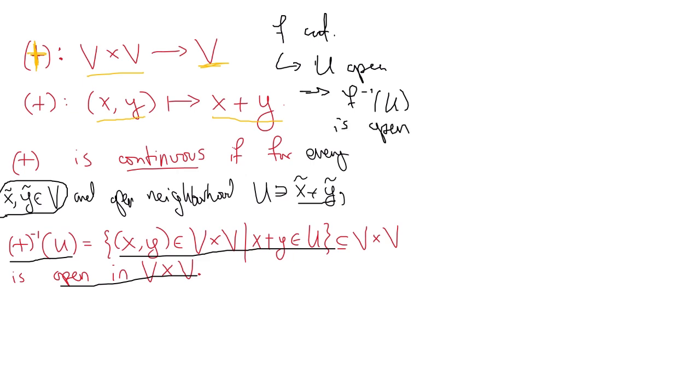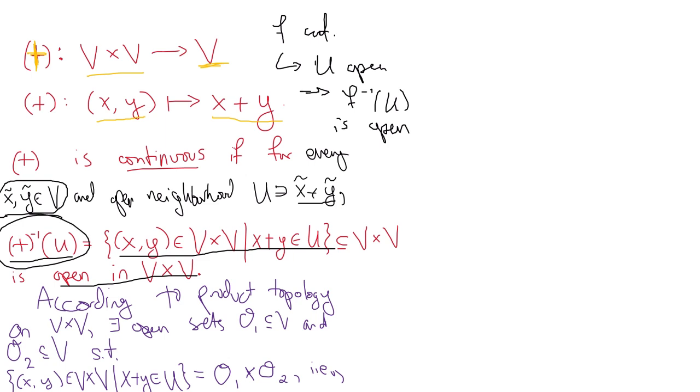That's really all we're doing here. The pre-image set is open in V cross V according to the product topology on V cross V. There exist open sets O1 and O2, both subsets of V, such that the pre-image set here can be written as the Cartesian product O1 cross O2.